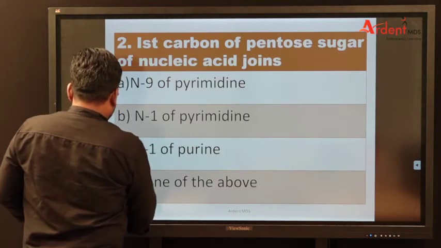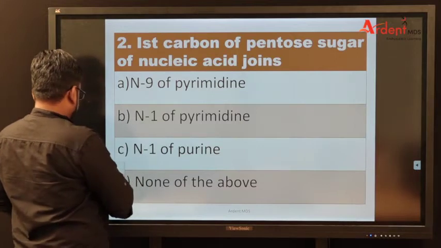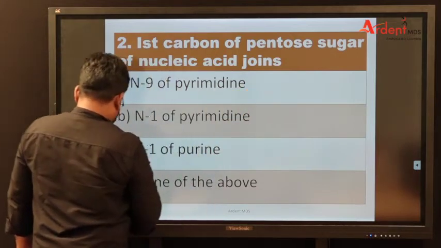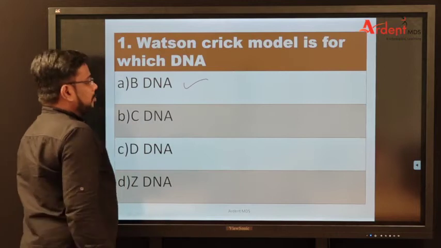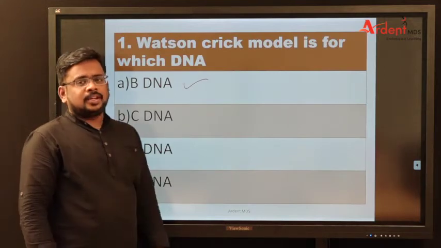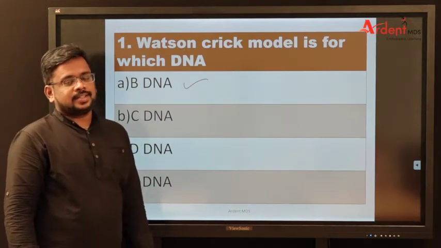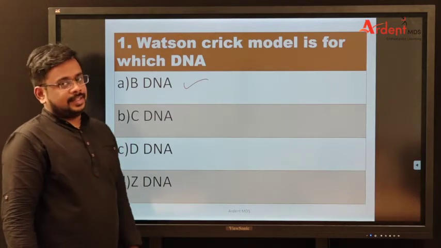So we can go for A. B-DNA. And what about this B-DNA? Is it a right-handed helix or left-handed helix? The B-DNA is a right-handed helix.